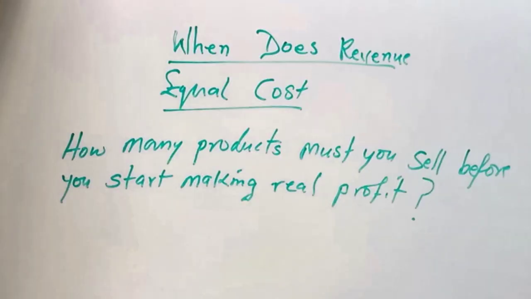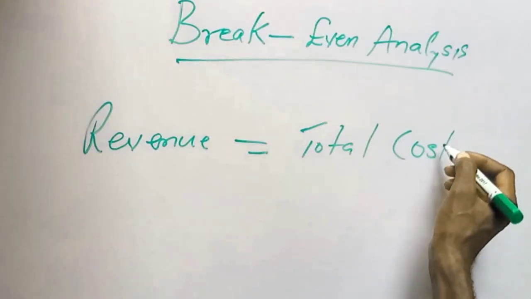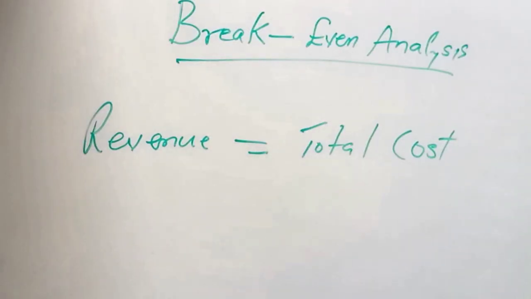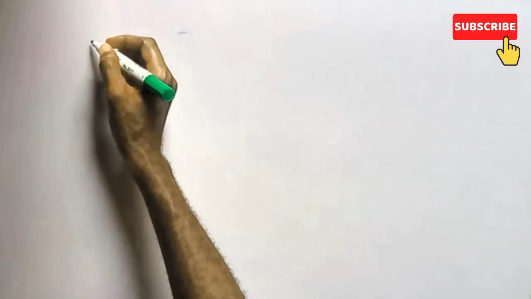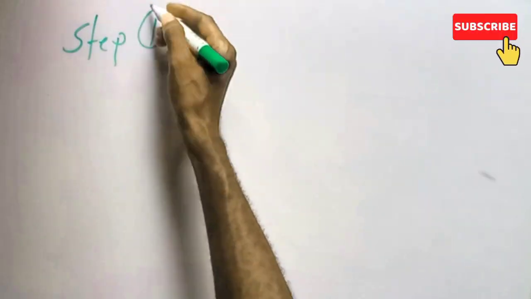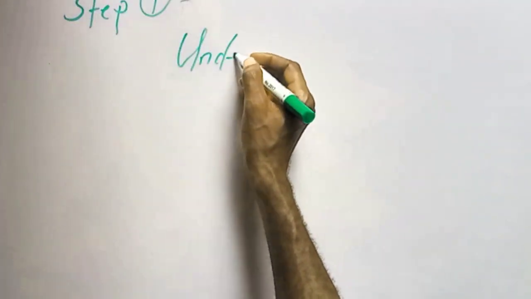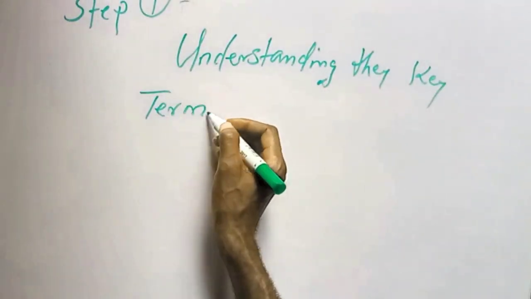Every successful business owner, entrepreneur, or investor understands this number because it tells them exactly how much they must have sold before they start earning money. Stay glued to this video because I am going to be breaking this analysis down in 3 simple steps. Step 1. Understanding the key terms.